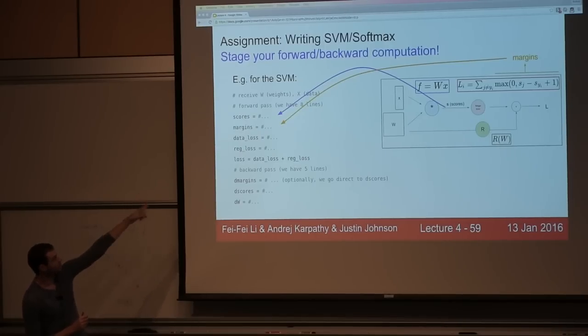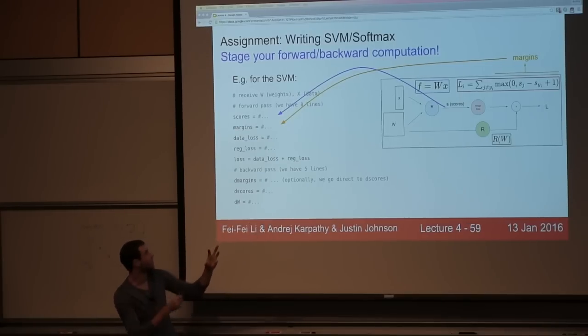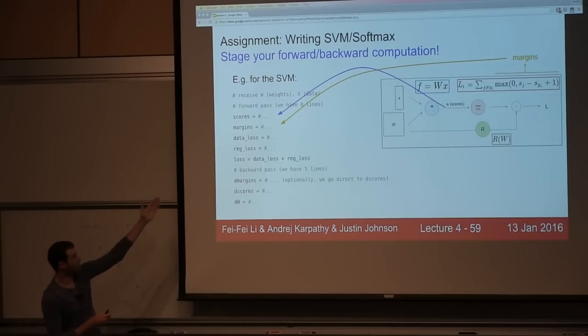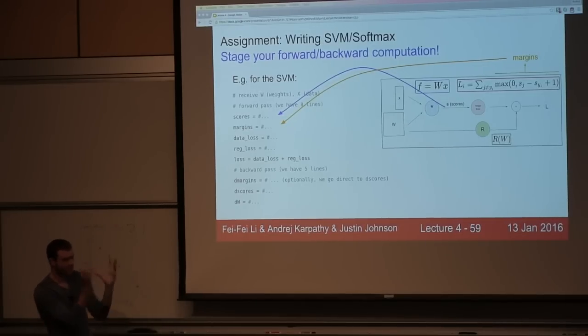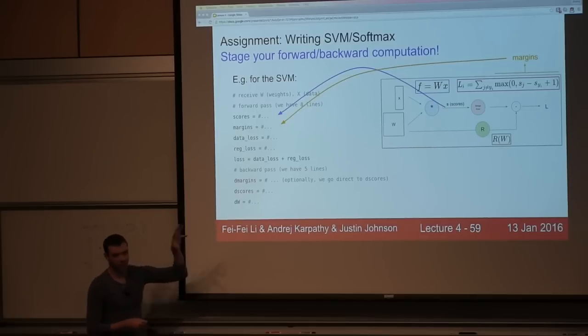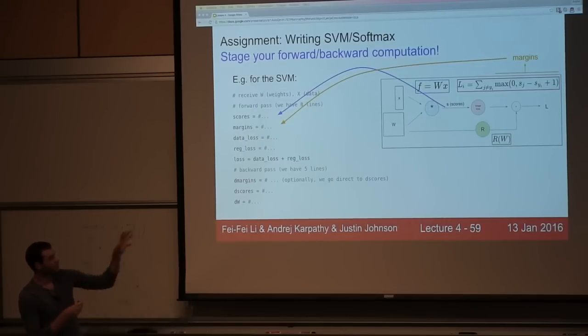And so compute your scores based on W and X. Compute these margins, which are max of 0 and the score differences. Compute the loss, and then do backprop. In particular, I would really advise you to have this intermediate scores that you create. It's a matrix. And then compute the gradient on scores before you compute the gradient on your weights. So use chain rule here. Otherwise, you might be tempted to try to just derive the gradient on W equals, and then implement that, and that's an unhealthy way of approaching the problem. So stage your computation and do backprop through this scores, and that will help you out.